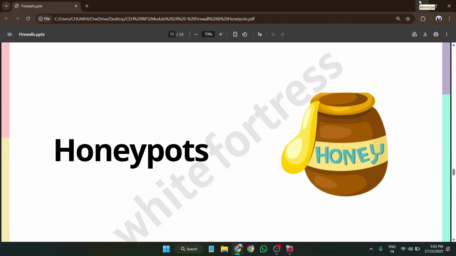In last class, we talked about firewall and its types, and also we did the practical of host-based firewall. Today in today's class, we will be talking about honeypots. We'll do the practical as well, and if you get any questions, any doubts related to the topic, you can let me know in the chat box.